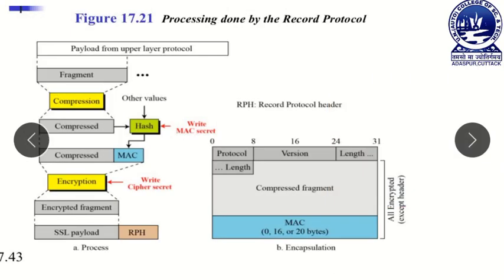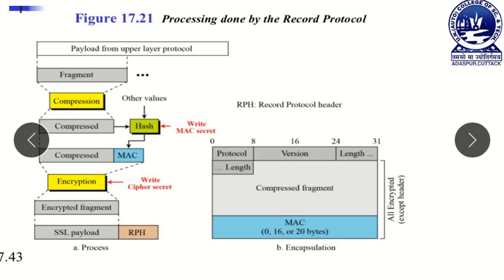Now look at this figure. This figure shows the processing done by the record protocol. In this figure, the record protocol uses fragmentation and it also uses encryption with some encryption algorithm. Then it generates the SSL payload.